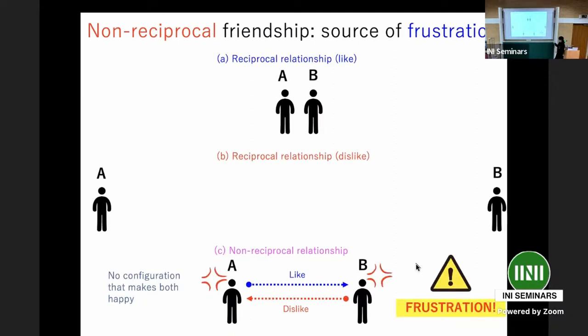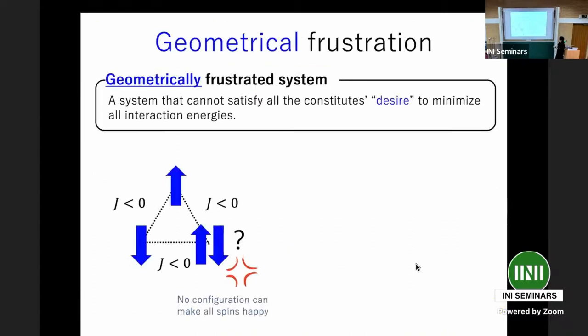So for me, as a condensed matter theorist, a person with a background in condensed matter physics, this reminds me of another source of frustration, which is geometrical frustration. A geometrically frustrated system is defined as a system that cannot satisfy all the constituents' desire to minimize all the interaction energy. So say you have an interacting lattice model, and the question is, can you minimize the energy of each bond?